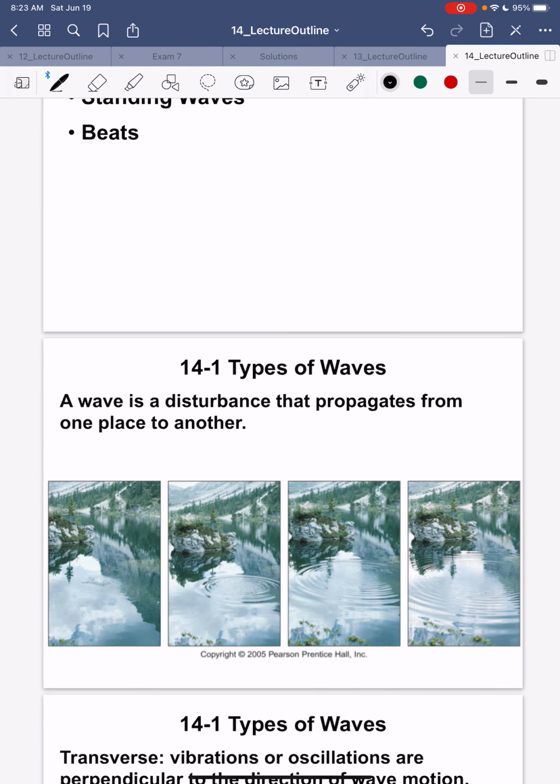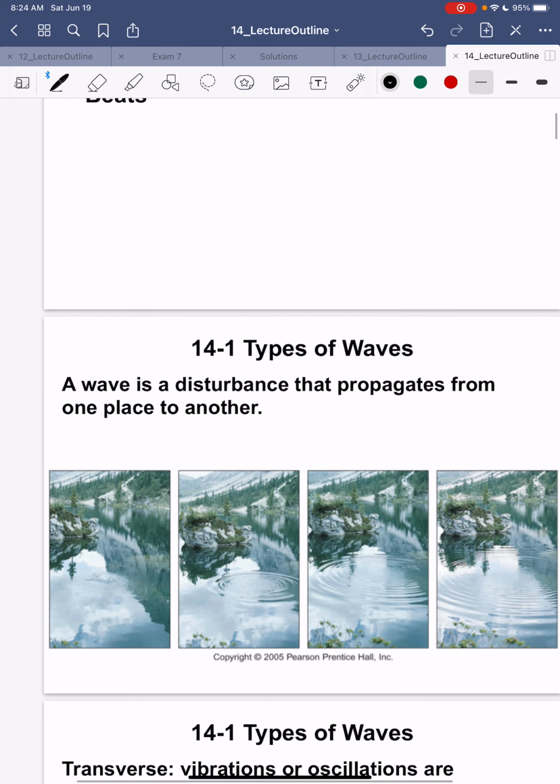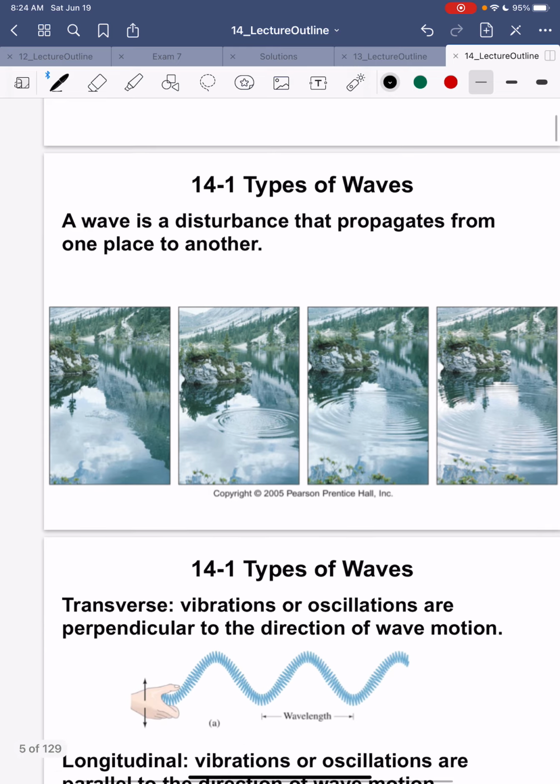Now, for the waves, maybe like we did study the previous chapter, oscillations, and this is waves, because there is a connection. The wave is a disturbance, an oscillation, that is going to propagate from one place to another. This is what's really happening: a disturbance that propagates through space.